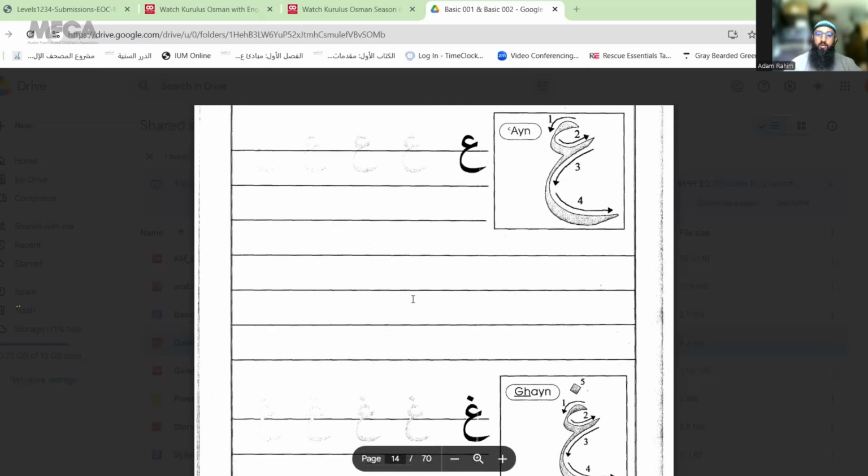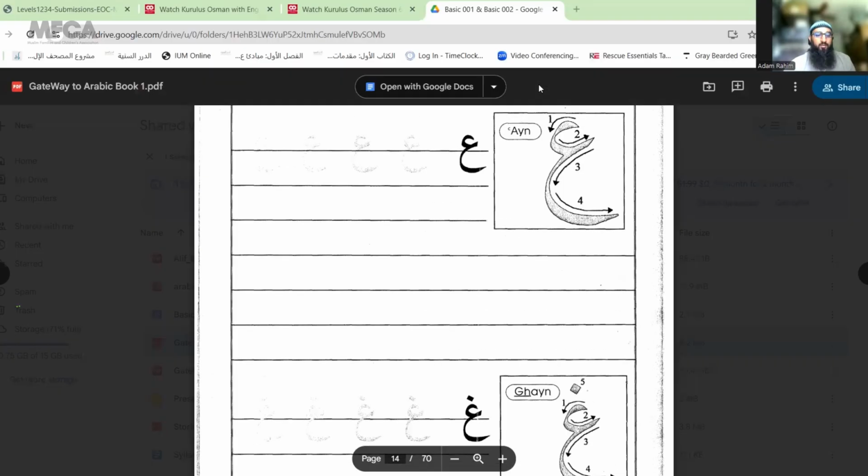The next two letters that we're going to take today. If you notice, a lot of these letters that we took are grouped together. They look very similar, right? Sin, sheen, sad, dad, ba, va. Letters jim, ha, kha, dal, dal, etc. Same thing here again. The letter that we're going to take right now, ain, has four steps to be written. Four steps to achieve the correct writing of it.